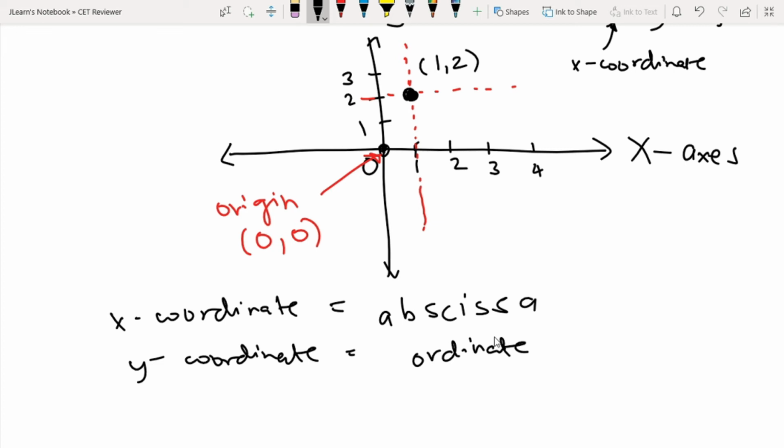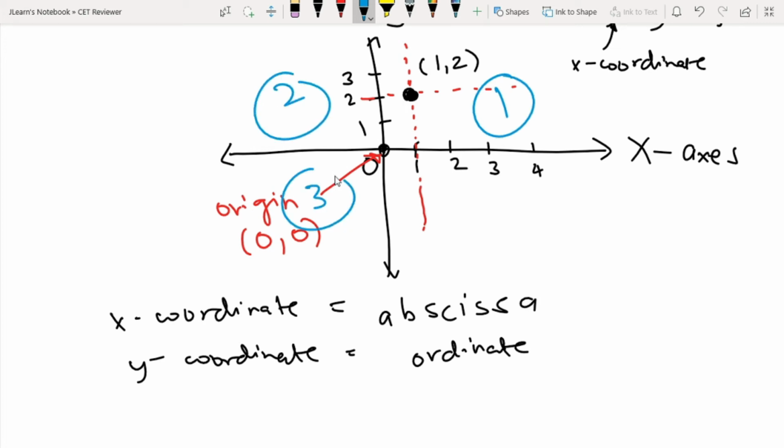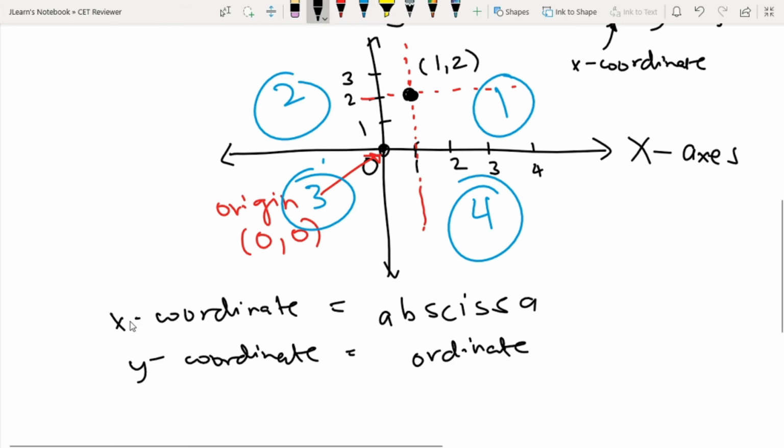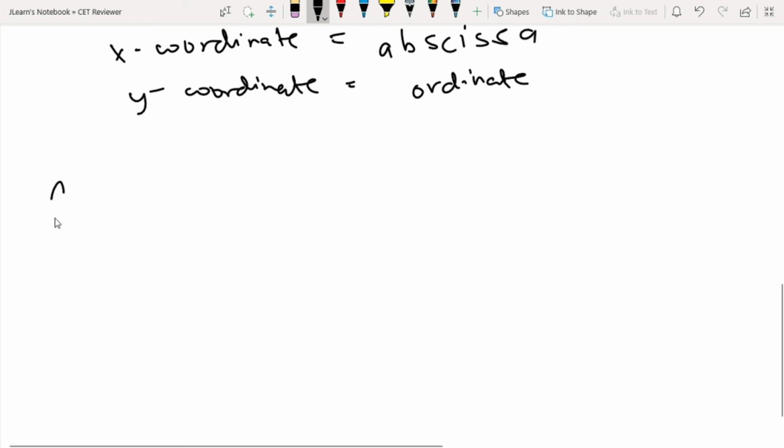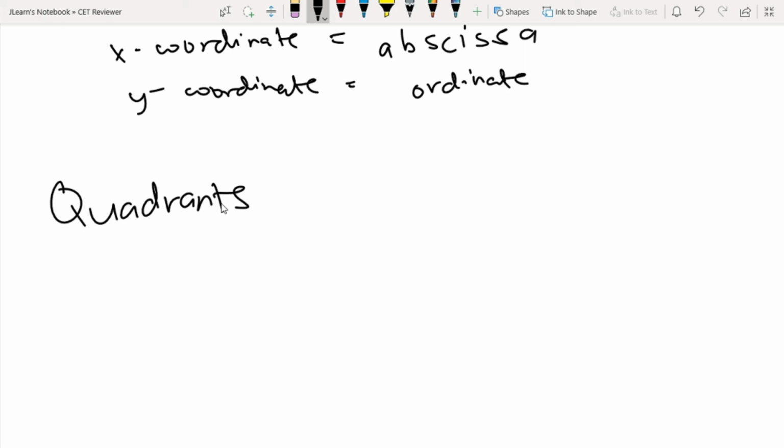Okay? So, kung mapapansin nyo, nakahati yung Cartesian plane natin into 4 parts, no? So 1, 2, 3, and 4. So nahati siya into 4 parts. And we call that quadrants, okay? So basically yung quadrants ay yun yung regions of the Cartesian plane. So let's call it CP, Cartesian plane.